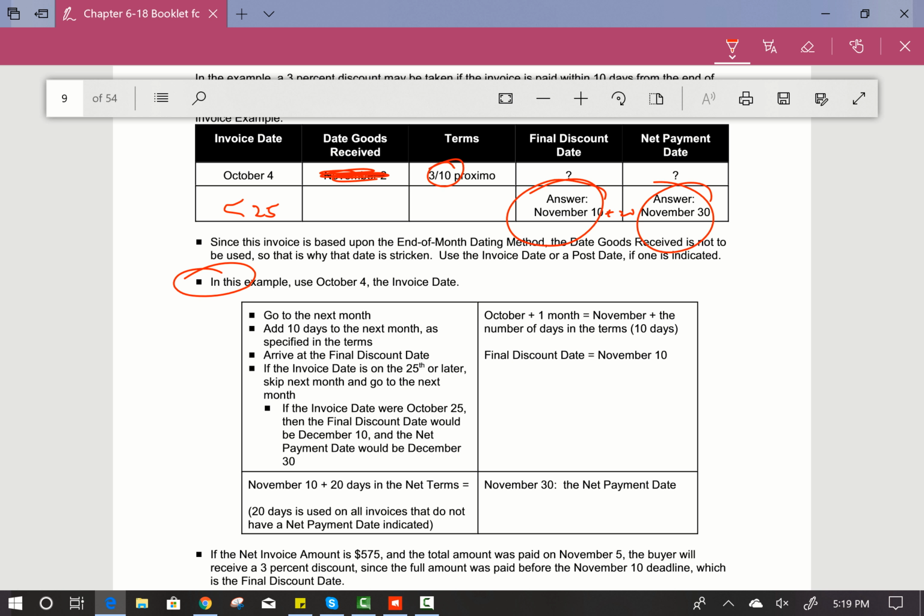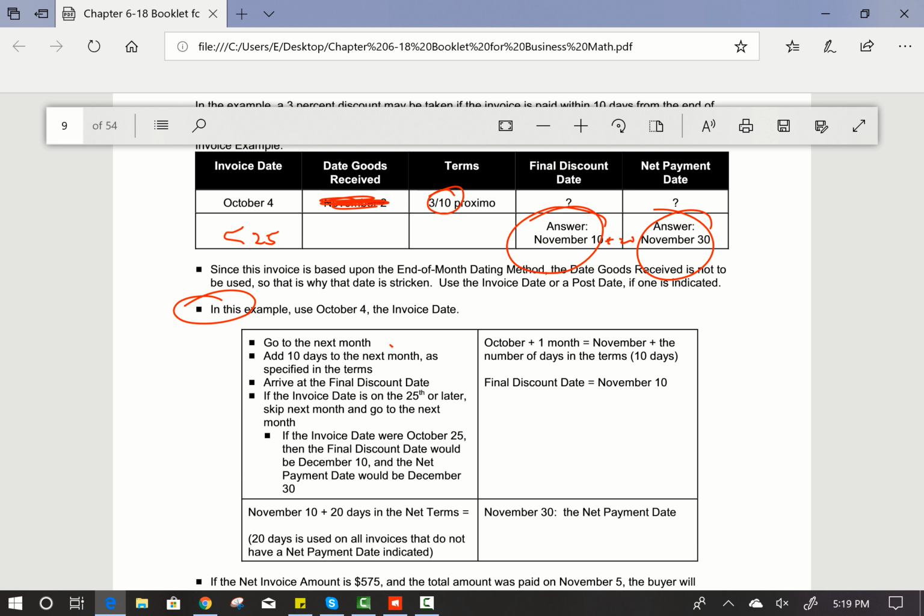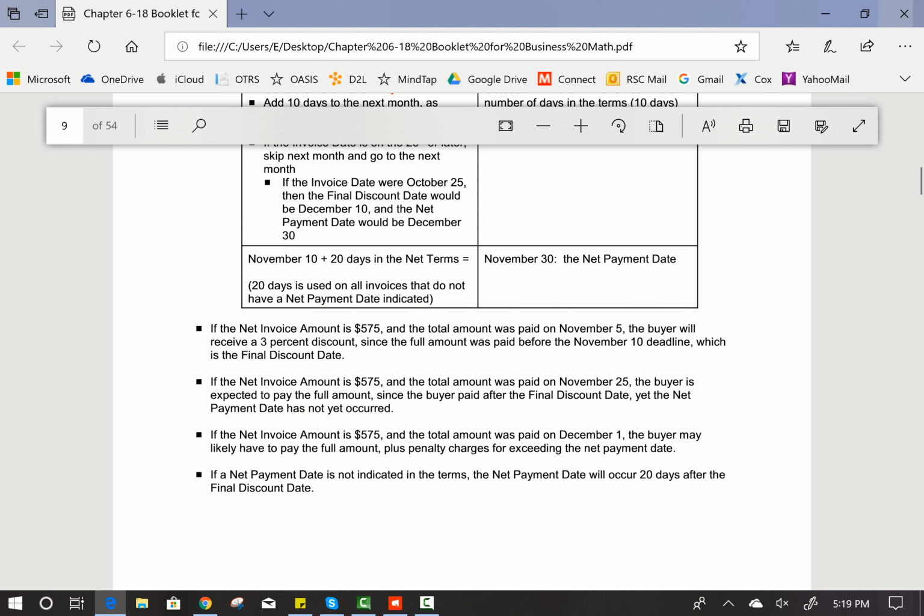Now, had our invoice date been the 25th, it could have been on the 25th and greater. So it's the 25th or greater. Then you skip November, go straight to December, and our final discount date would have been December the 10th, and then 20 days after that would have been December the 30th for the net payment date.